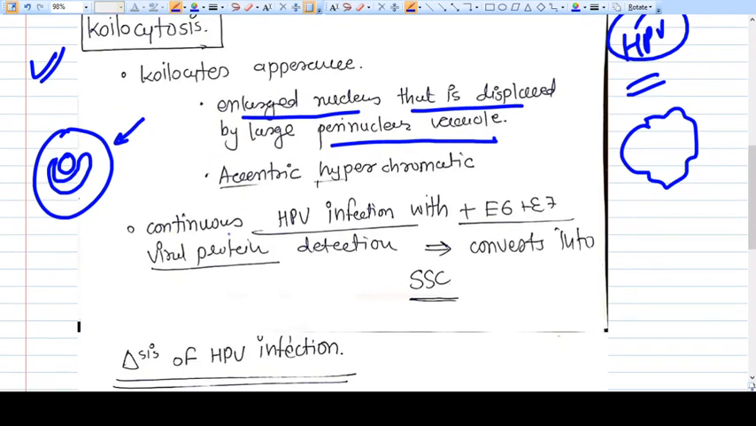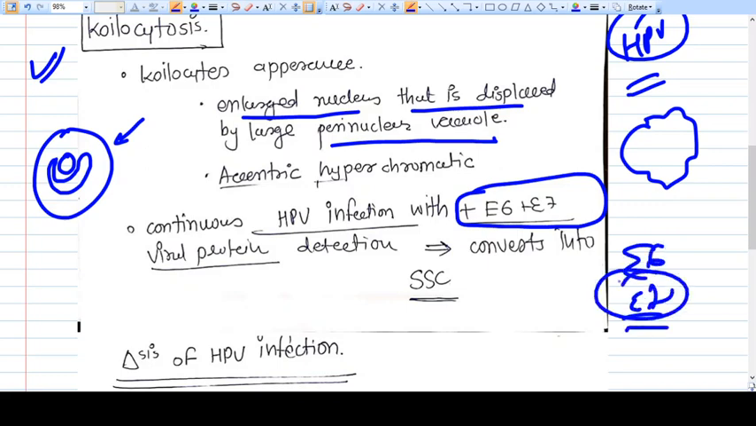So there are some proteins. There are actually 7 proteins, and see, HPV infection is generalized. Every person is HPV infected, like 80%. But when this virus starts expressing those oncogenic genes, that is E6 and E7, then the cell becomes carcinogenic.